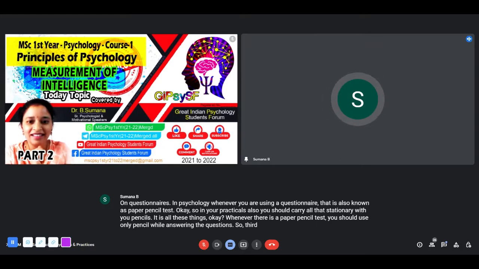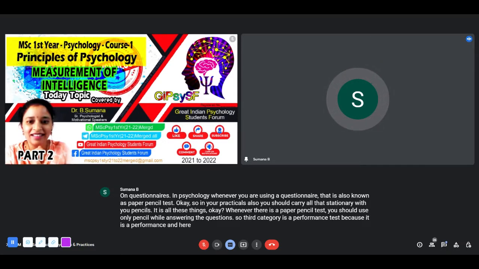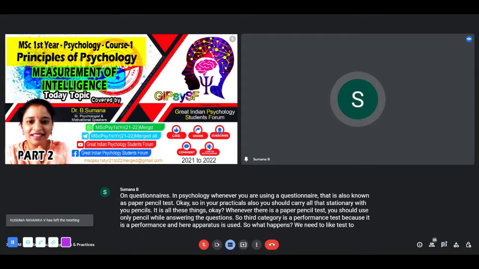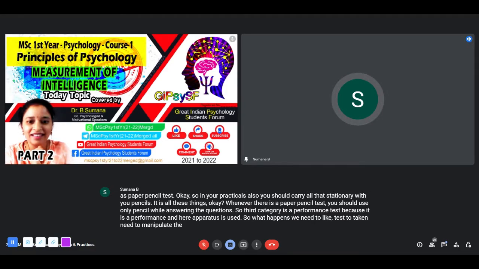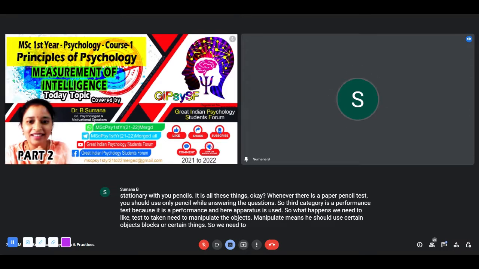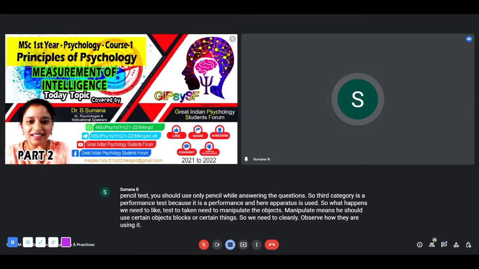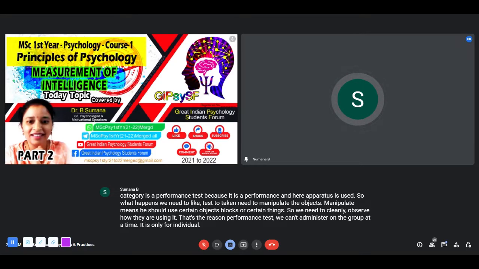So the third category is the performance test. Because it is a performance and apparatus is used, the test taker needs to manipulate the objects. Manipulate means he should use certain objects, blocks, or certain things. So we need to keenly observe how they are using it. That's the reason we can't administer a performance test on a group at a time. It is only for individuals. On one individual we can administer the test at a time.